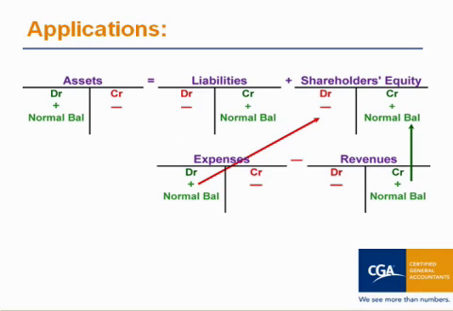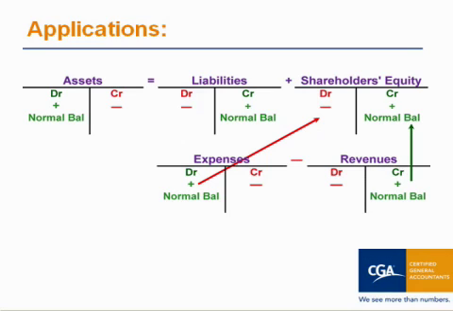Now, some of the applications of these entries would be, if we had assets, as you see in purple, to increase our assets, we would debit the asset account. We would make a left-handed entry. So therefore, we can consider that assets have a normal balance of a debit balance. If we wanted to reduce our assets, we would prepare a right-handed entry and credit the assets to reduce it.